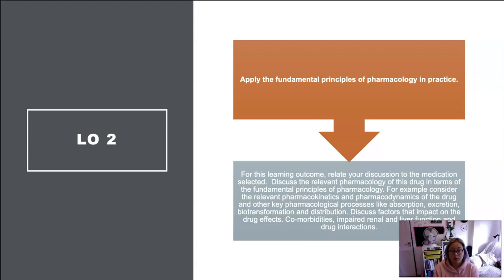So as it says, you want to be discussing the relevant pharmacology of your drug, thinking about the fundamental principles of pharmacology. So you want to be thinking about your pharmacokinetics and your pharmacodynamics of the drug, and any other key pharmacological processes like absorption, excretion, biotransformation and distribution. And then you might also want to talk about anything that might impact the effects of your medication on your patient. For example, comorbidities, impaired renal and liver function, or any other drug interactions that might occur. So this is going to be really key for you to either use the BNF, to use articles, to use other things that are going to explain your medication in more detail.